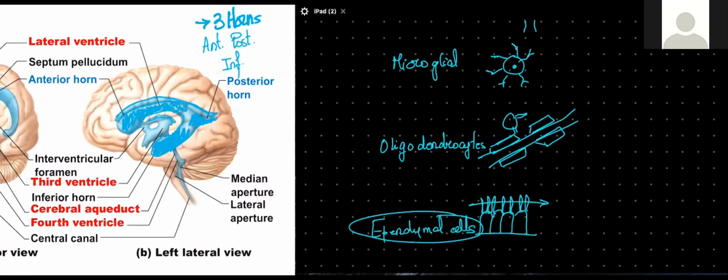The third ventricle, as you see on here, is embedded in the diencephalon. The fourth ventricle, as you see on here, is located between the pons and medulla on one side and the cerebellum on the other. And if you remember, a duct that connects the third to the fourth ventricle, passing through the midbrain, we call my cerebral aqueduct.